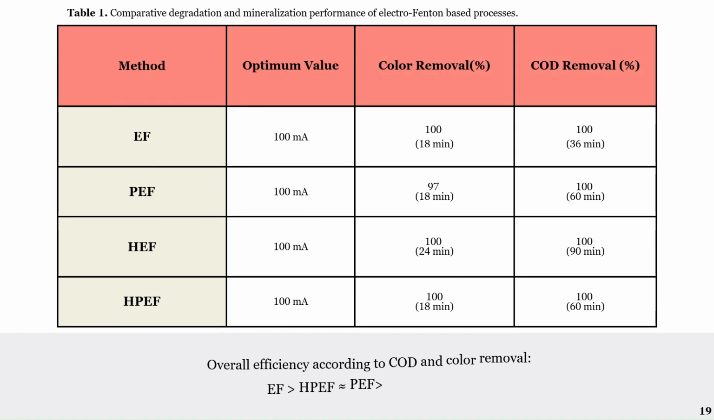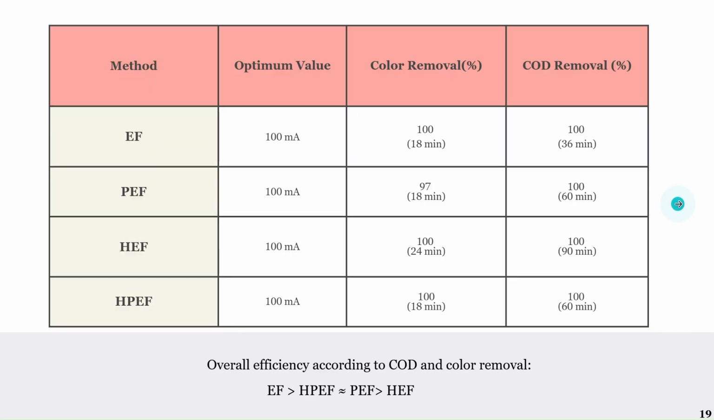In conclusion, Table 1 summarizes the comparative results, which indicate that all processes achieved effective degradation and mineralization of acid Fuchsin. However, when comparing overall performance of the methods, Electro-Fenton exhibited the highest performance, followed by heterogeneous Electro-Fenton and photoelectro-Fenton processes, which outperform heterogeneous photoelectro-Fenton.